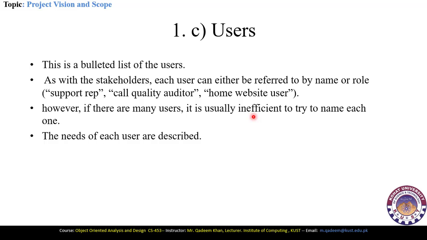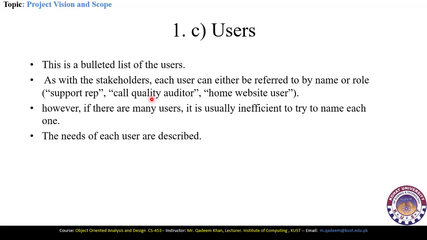Next is section C, which contains the different users who will use the project. This is also a bulleted list of the different users involved in the project. Users are the most important stakeholders of the project because the user has to use the project, so their feedback is very important. As with stakeholders, users can also be referred to by name or by role. For example, support representative, quality editor, and home website users.